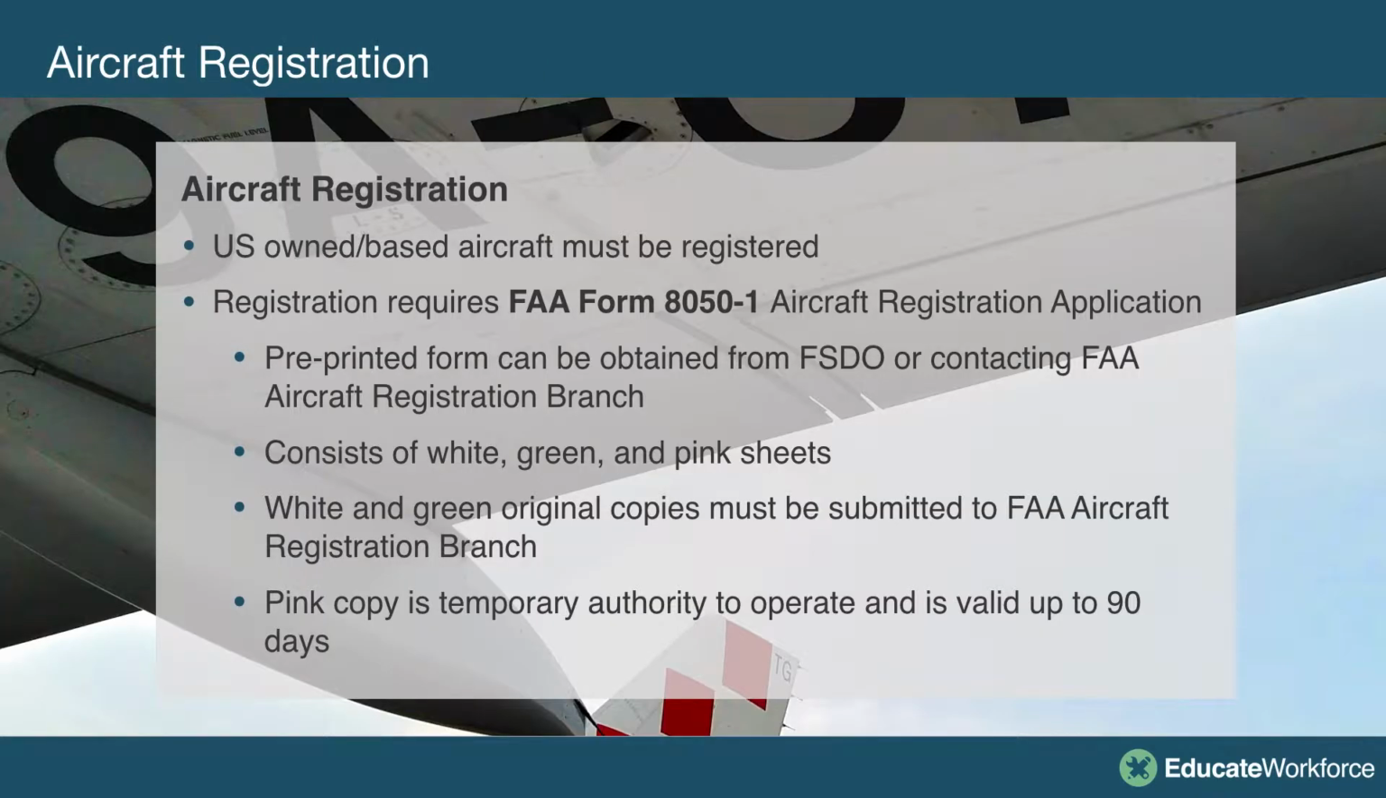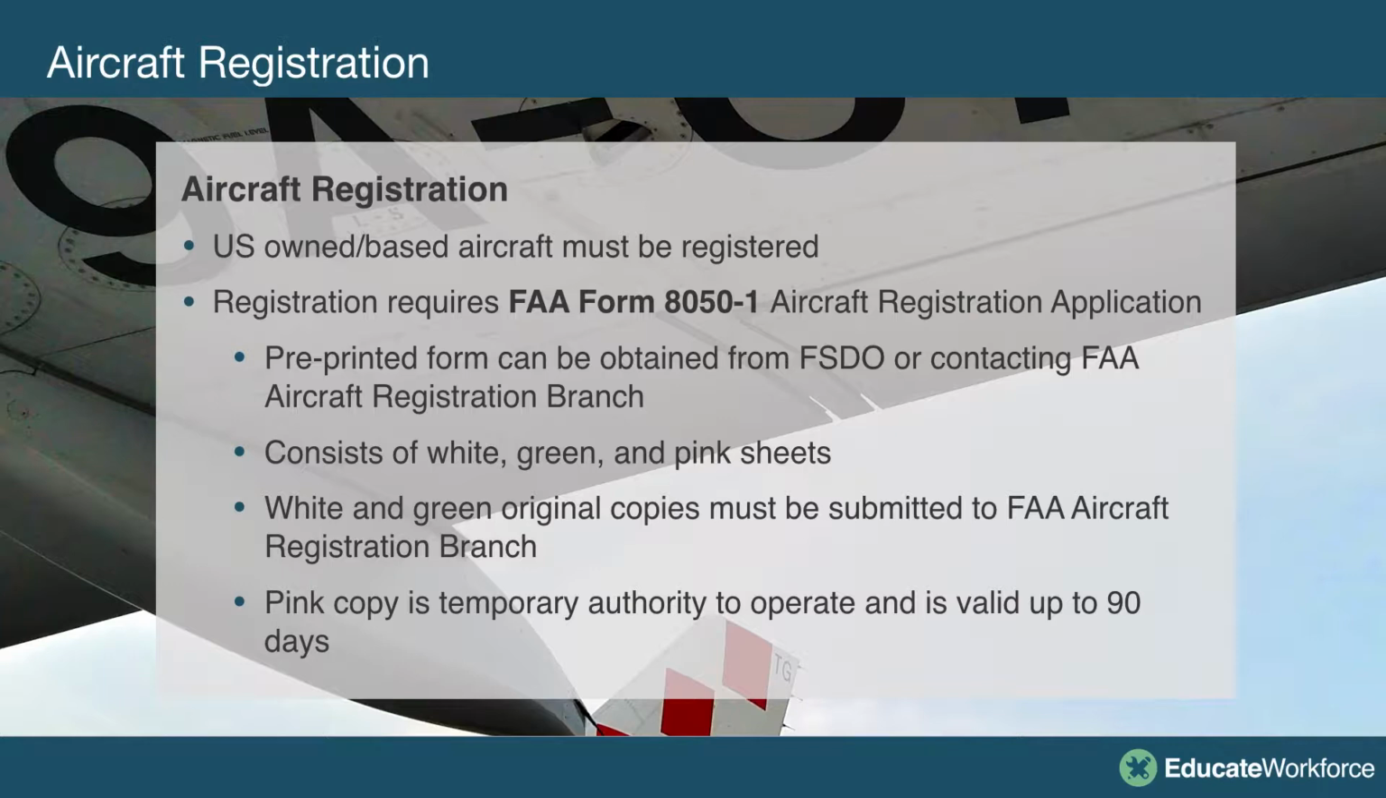Aircraft registration. U.S. owned and based aircraft must be registered. Registration requires the FAA Form 8050-1 Aircraft Registration Application. This is a pre-printed form and can be obtained from the FSDO or by contacting the FAA Aircraft Registration Branch. It consists of a white, green, and pink sheet.